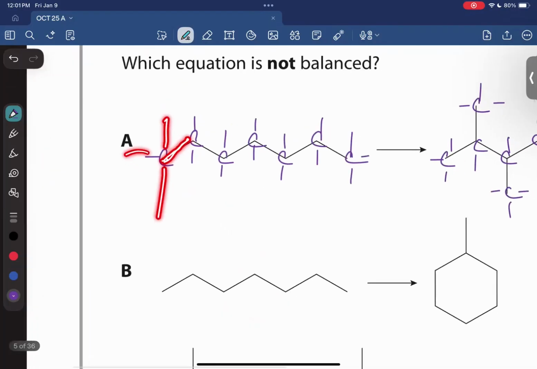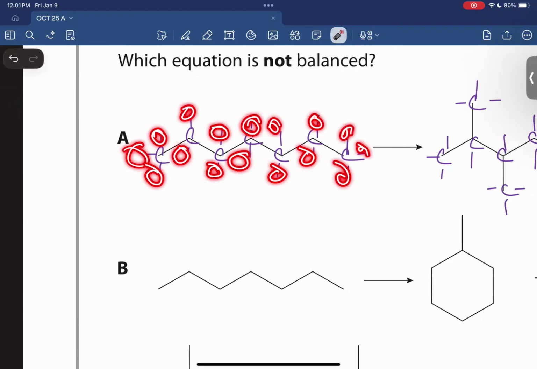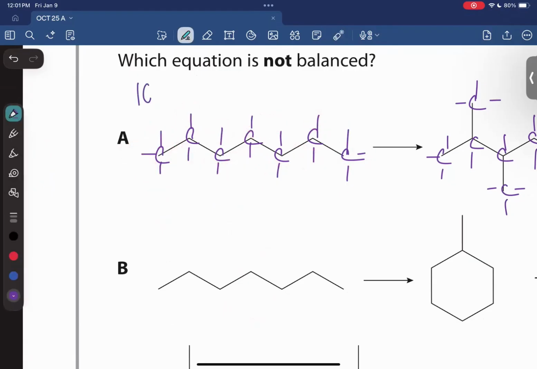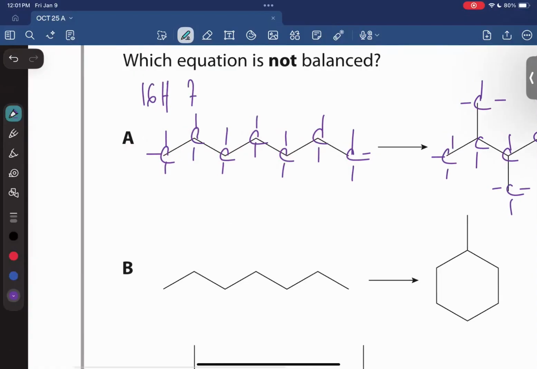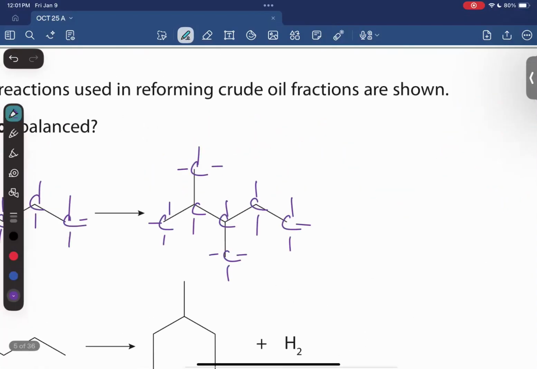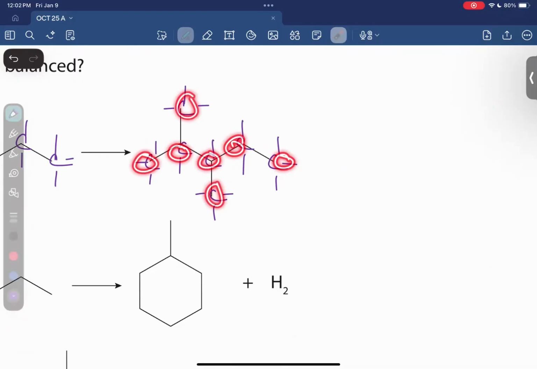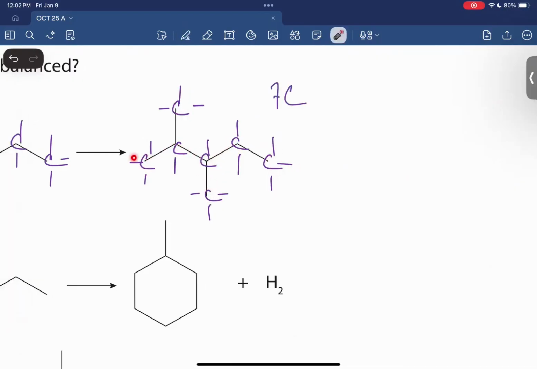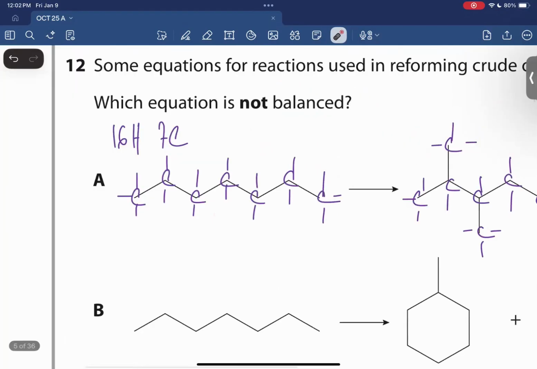So let's calculate the number of hydrogen over here. 1, 2, 3, 4, 5, 6, 7, 8, 9, 10, 11, 12, 13, 14, 15, 16. So we have 16 hydrogen over here. And how many carbon do we have? 1, 2, 3, 4, 5, 6, 7. We have 7 carbon and 16 hydrogen. Now let's calculate the number of carbon again over here. 7 carbon. And how many hydrogen? Again, we have 16 hydrogen over here. So yeah, this is balanced.